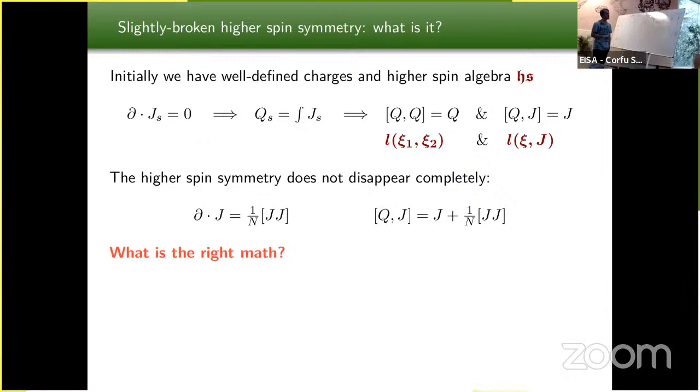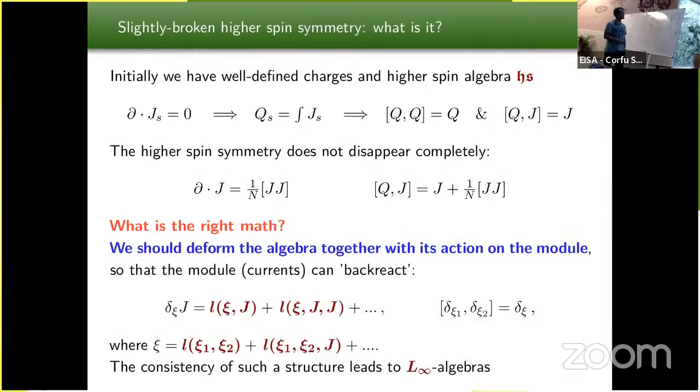But what happens in these vector models is that currents are not conserved. Accordingly, charges, they just don't map currents to the currents themselves. There are some corrections. And what is the right math to accommodate such a structure? If you look at these formulas carefully, then it should be clear that you can't just isolate higher spin algebra or currents and try to deform higher spin algebra. It's not even possible. So what you should do is to deform the algebra together with its action on this module that higher spin algebra, higher spin currents form. And the right structure to accommodate all of that is L infinity.